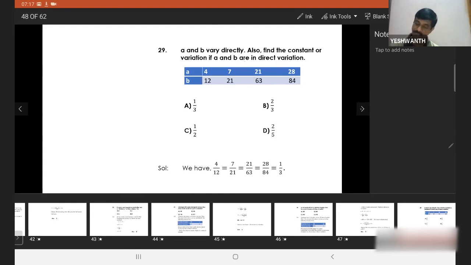So look at this. 4 by 12 means we should take the ratio here. 4 by 12 equal to 7 by 21 equal to 21 by 63 equal to 28 by 84. All of them should be the same. All are equal to 1 by 3. So the answer should be A, 1 by 3.